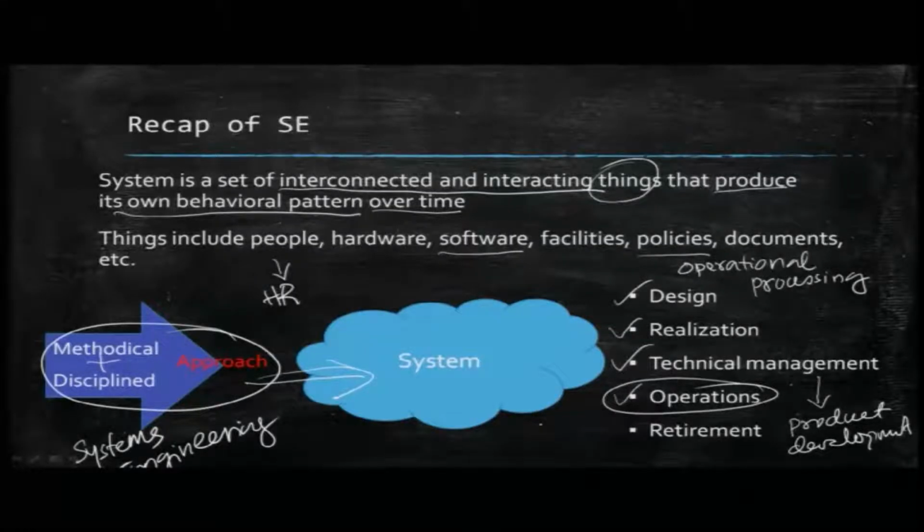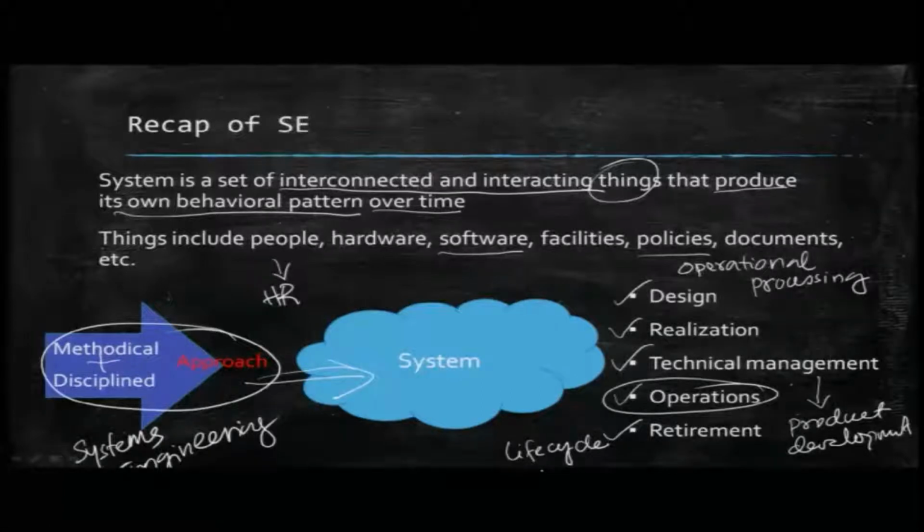And then finally comes the last part, which is called the retirement, because every system after a certain point of time meets the end of its life cycle. So the retirement is related to the life cycle of the system. When the product or the system reaches the end of its life cycle, how do you retire the system, or how do you take care of the disposal of the product? That aspect is also part of systems engineering.